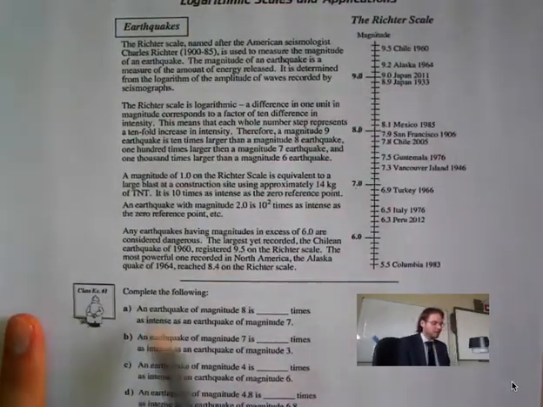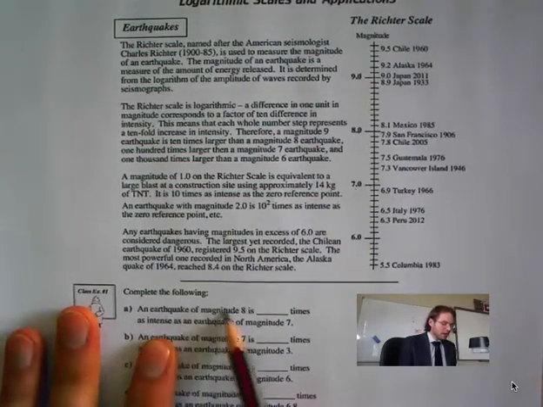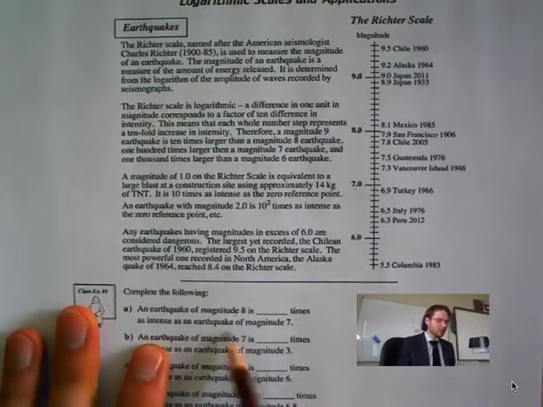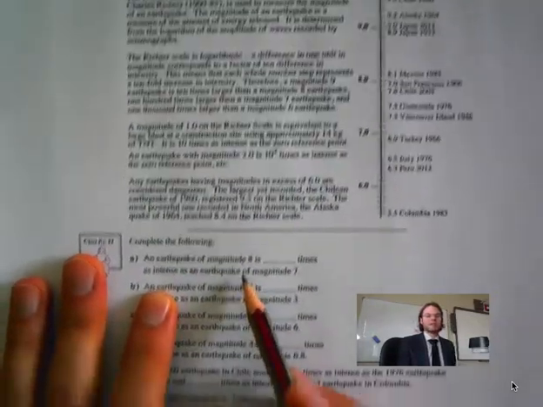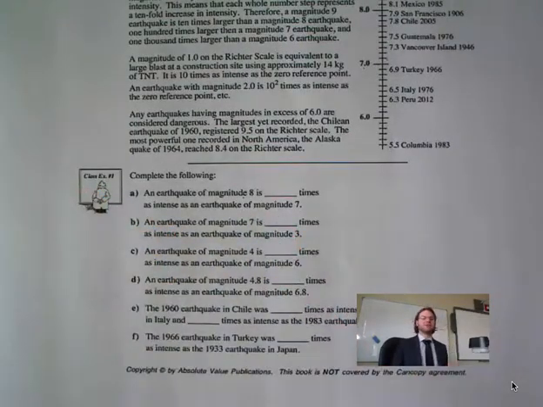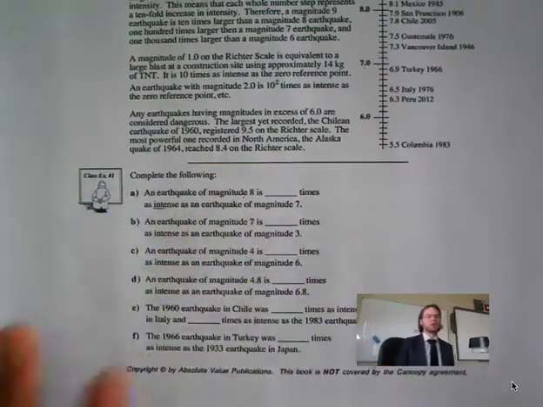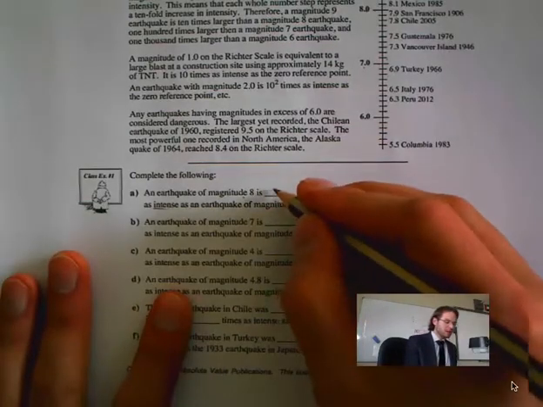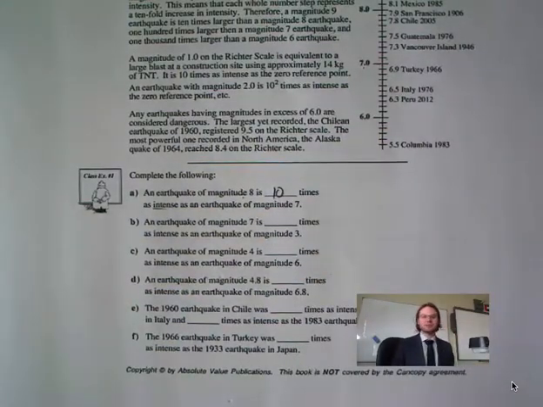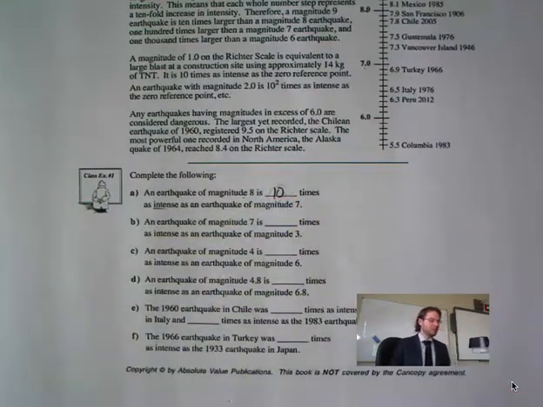In this first example, it says, an earthquake of magnitude 8 is how many times more intense than an earthquake of magnitude 7? Intense means stronger. In this case, it is 10 times more intense, because we're going with the exponents here. It's like 10 to the power of what? So it's 10 times more intense.